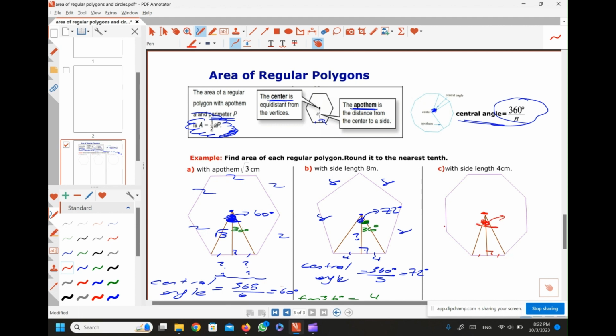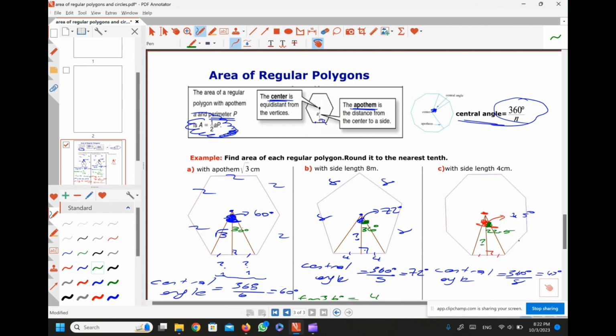What was the central angle formula? The central angle formula is 360 divided by n, which is 8. That gives you 45 degrees. So this is 45 degrees. I don't need this angle; I just need half of it. Half of it is 45 divided by 2, which is 22.5. And your apothem is missing.